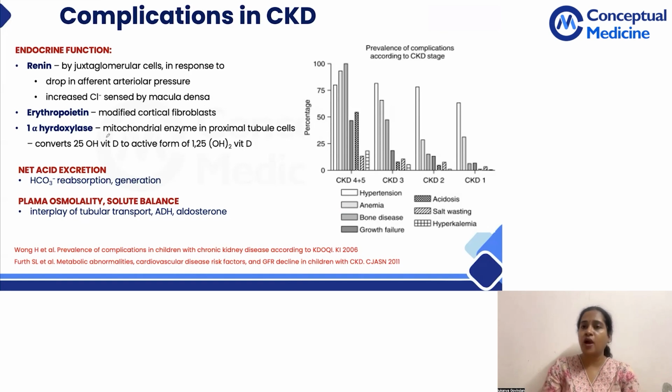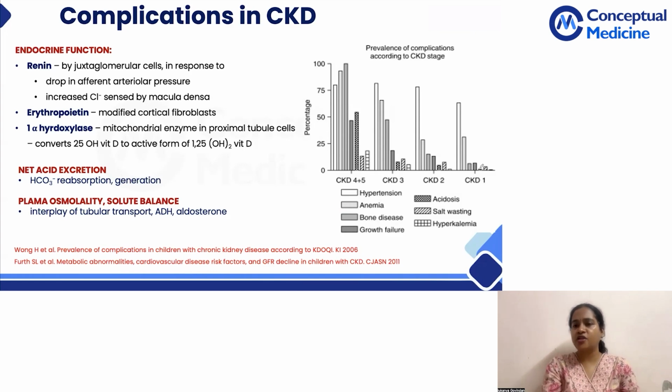The other one is the 1-alpha hydroxylase enzyme, also present in your proximal tubule cells, that converts native vitamin D to the active form, 1,25 hydroxy vitamin D. Apart from this, your kidney takes part in net acid excretion by either bicarbonate regeneration or reabsorption. We saw it in the class. And plasma osmolality, which is very important for solute balance, your aldosterone, your ADH, and the rest of the tubular transport across the entire tubular lumen are all very important for having an appropriate sodium balance.